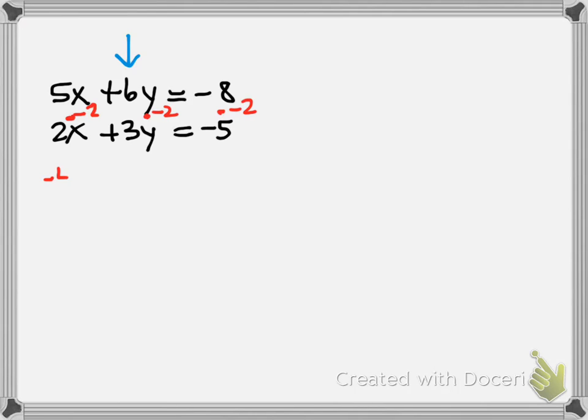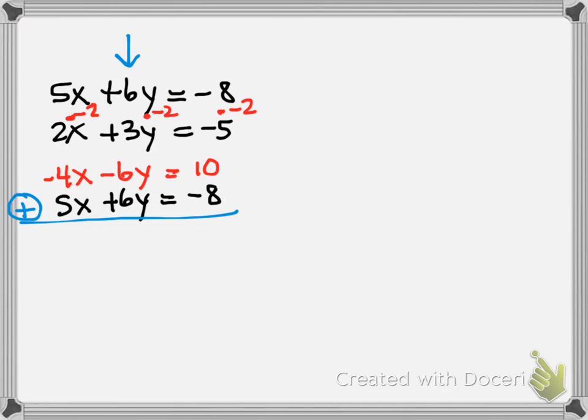It's now going to become negative 4x minus 6y equals, 2 negatives make it positive, 10. Our other equation, which was 5x plus 6y equals negative 8, and now we're ready to solve the system. We have the best case scenario that when I add, signs are different. Bigger number's positive. 5 take away 4 is 1. I get x. My opposites and my y's eliminate. Positive 10 take away 8 is 2.